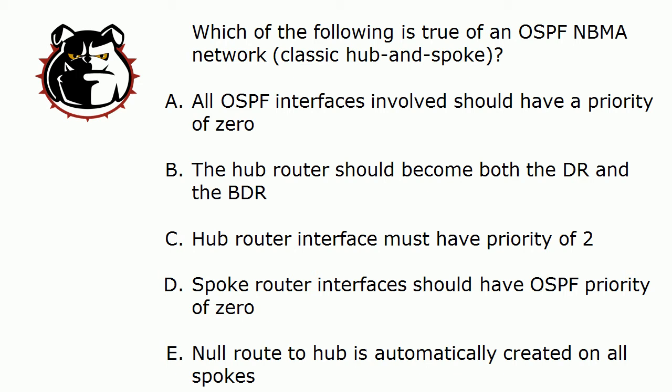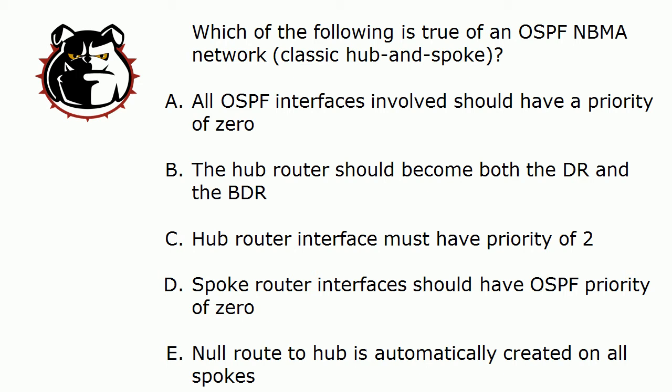If you want to pause the video here and think about your answer, great. We're going to go ahead and bring up the live equipment in a moment and start going over the answers. First, the very first choice, all OSPF interfaces involved should have a priority of 0. This is patently false because then we wouldn't even have a DR-BDR election, and that would not serve our purpose.